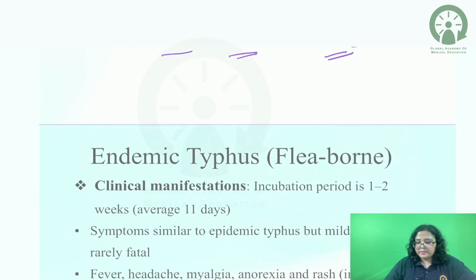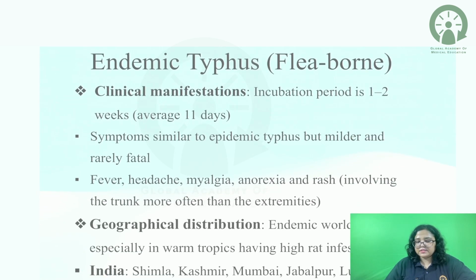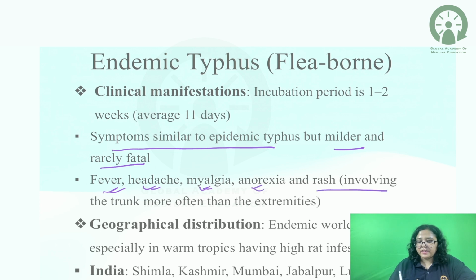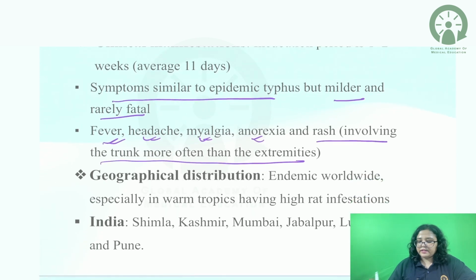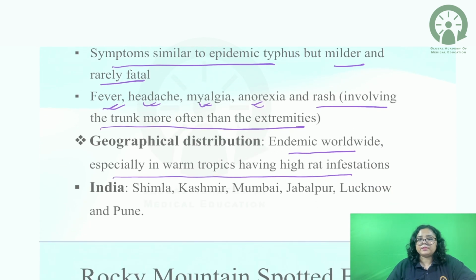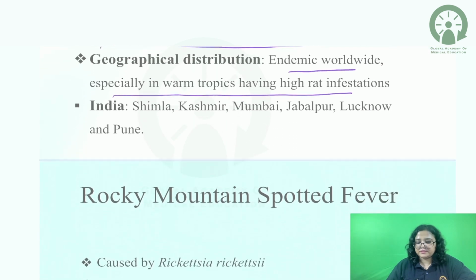Now coming to manifestations of endemic typhus, it is a milder form of illness similar to epidemic typhus, but here it is milder and rarely fatal. Apart from fever, headache, myalgia, anorexia, the rash, as I told you, in all the typhus fever group, is concentrated on the trunk and then the extremities. It is endemic worldwide, especially in warm tropics having high rat infestations. In India, Shimla, Kashmir, Mumbai, Jabalpur, Lucknow, Pune, all these have reported cases.